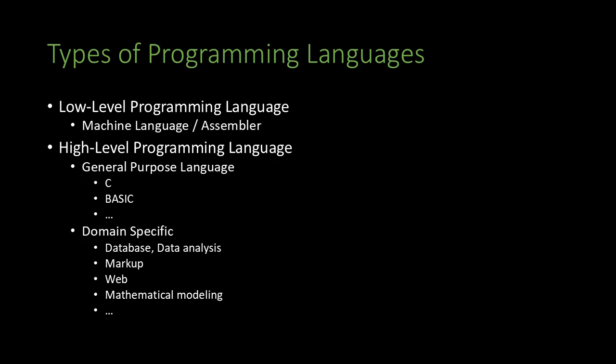General-purpose languages are such languages where you can just program everything, like C, BASIC, Pascal, maybe Java, etc. And then we have domain-specific languages, which are made for some certain purpose, like for databases, for data analysis. Maybe you want to mark up something, or it's for the web, or you want to solve mathematical problems, etc.